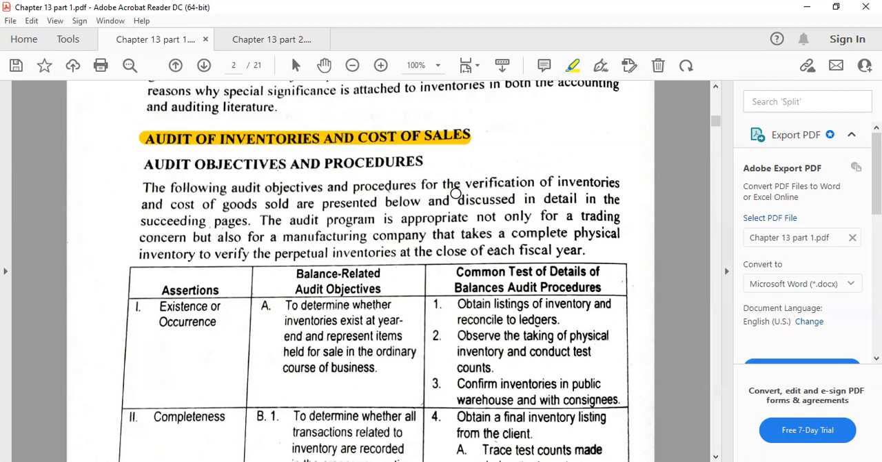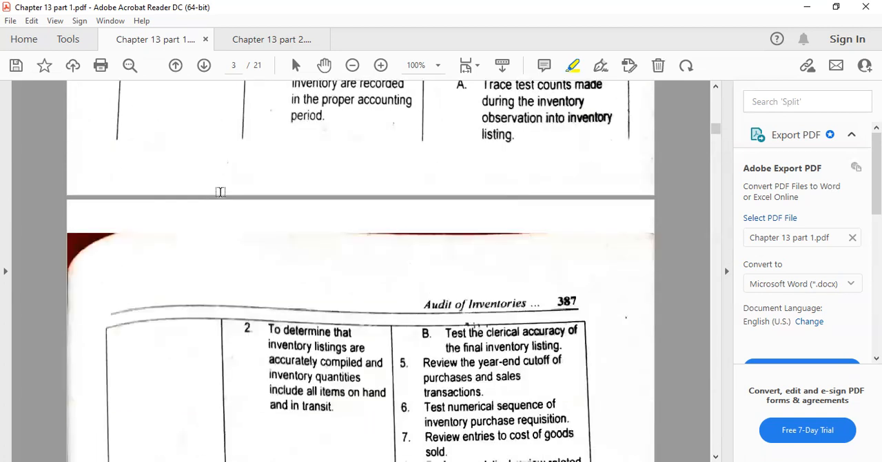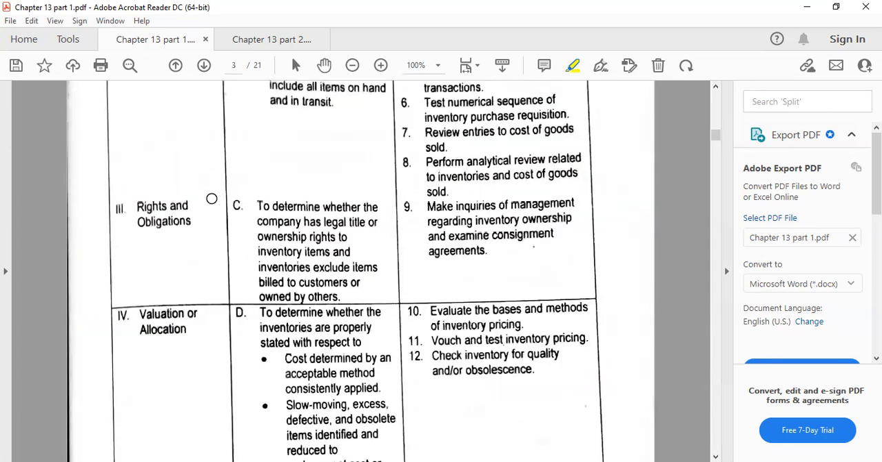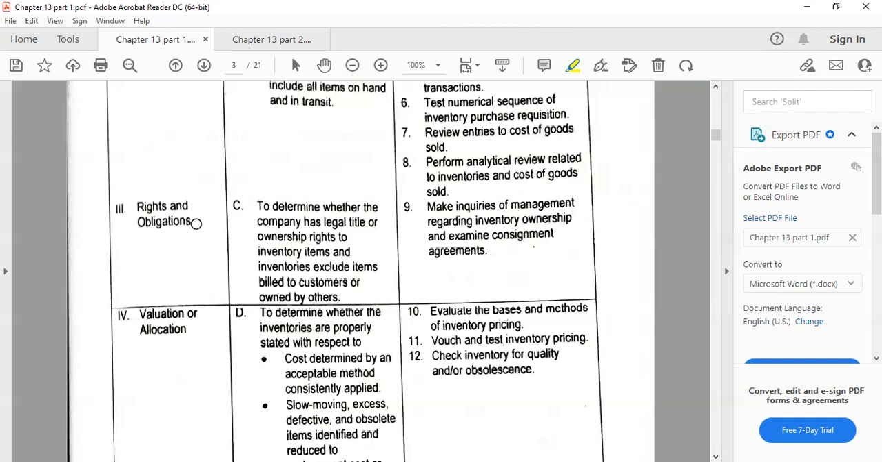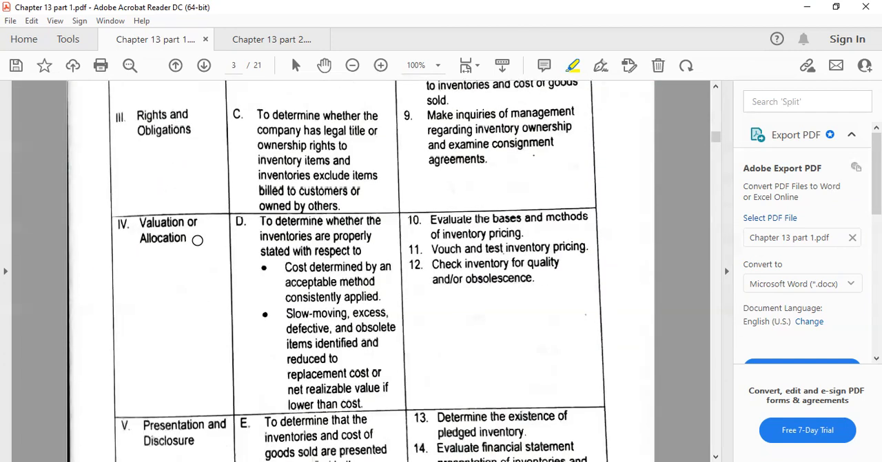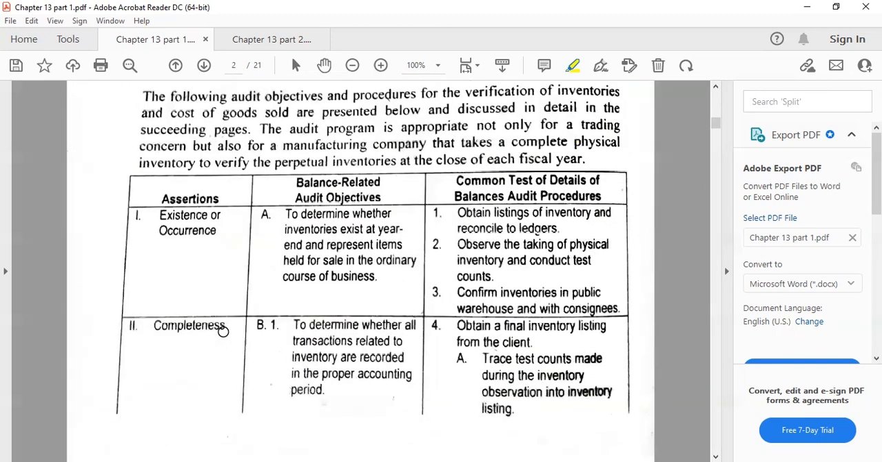So here are our audit objectives and procedures with respect to inventories and cost of sales. And again, we have the assertions. We have the 5 assertions here: the existence or occurrence assertion, the completeness assertion, rights and obligations, valuation or allocation, and then presentation and disclosure. So always remember these 5 assertions because regardless of the accounts that you are about to audit or investigate, we should always go back to these 5 assertions.